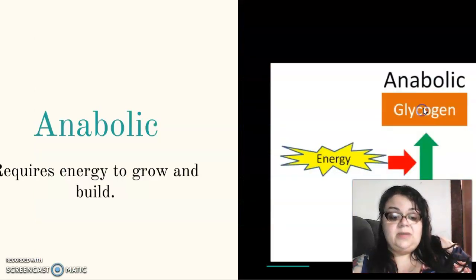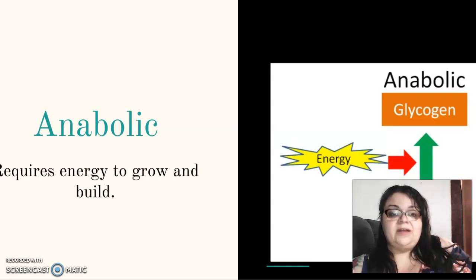What is the difference between anabolic and catabolic? Anabolism and catabolism are the two broad classes of biochemical reactions that make up metabolism. Anabolism requires energy to grow and build. It is the synthesis of complex molecules from simpler ones.